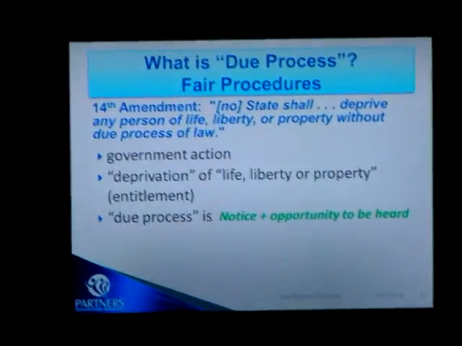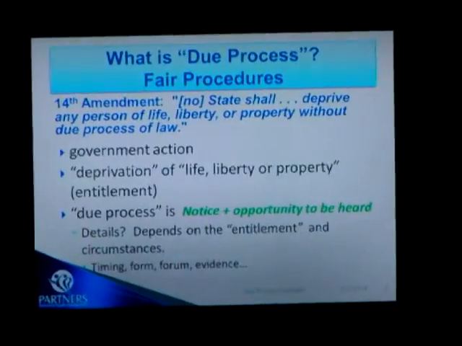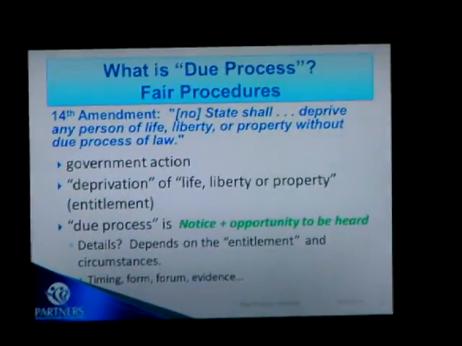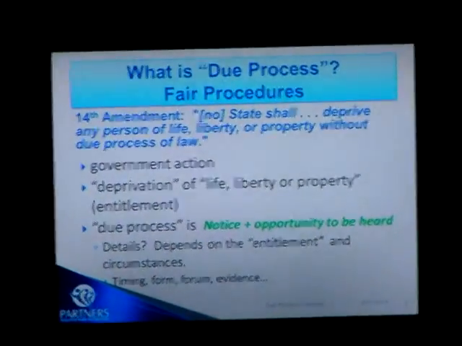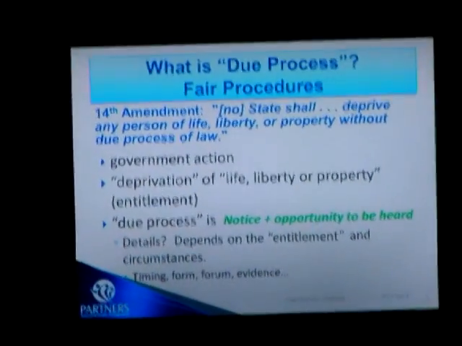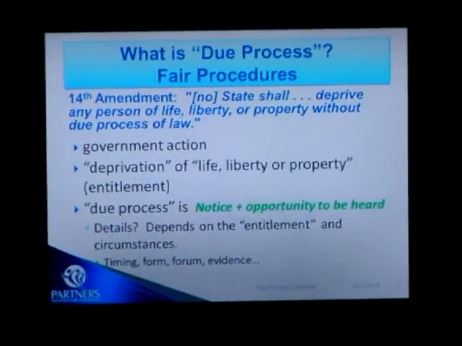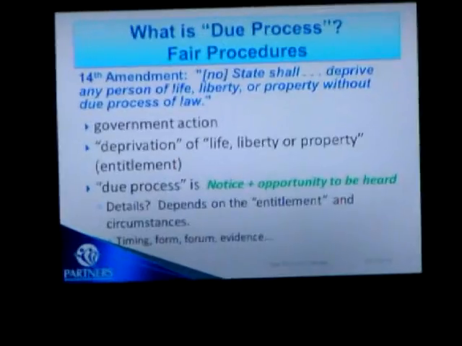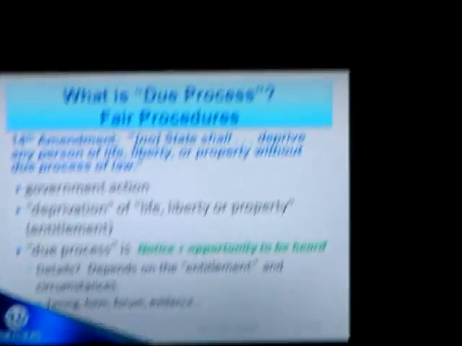What is due process? It's fundamentally notice that something is being done and an opportunity to be heard about it. Now, where it gets really interesting is how much detail. Is the notice before or after the action? Is the opportunity to be heard before or after the action? Is it done in front of a judge, in front of the organization making the decision, in front of a jury? Are you allowed to present evidence? Are you entitled to an attorney? All of those types of details will fill up volumes and volumes of law books.